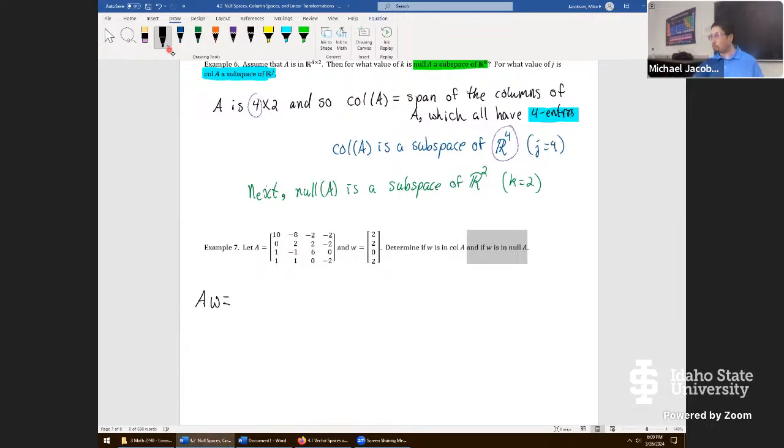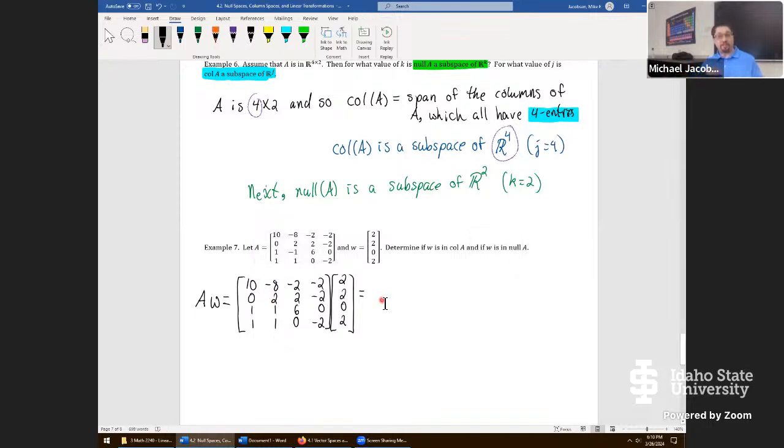So we need to work out this multiplication. 10, 0, 1, 1, -8, 2, 1, 1, -2, 2, 6, 0, -2, -2, 0, -2, and multiply this against 2, 2, 0, 2. So that's always the first step in determining if a vector is in the null space.